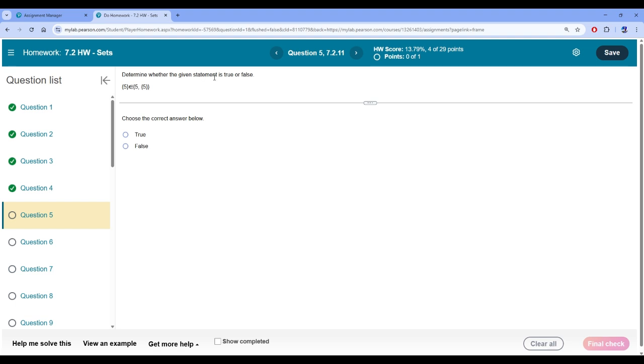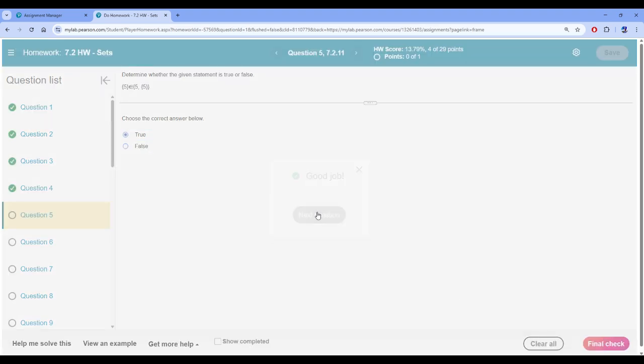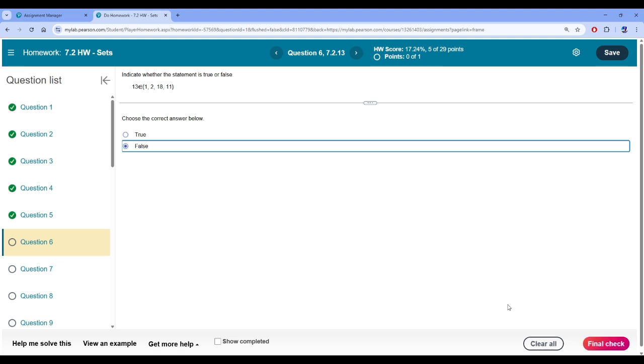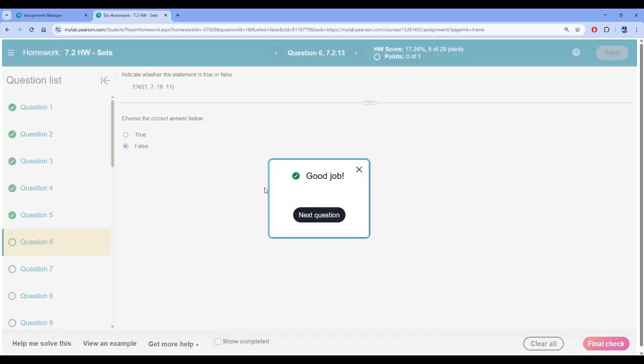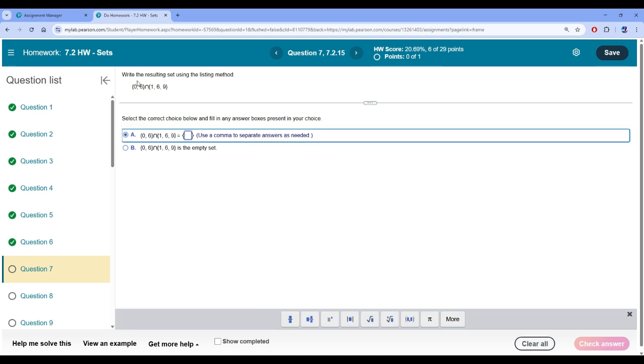Determine whether the following statement is true: 5 is an element of {5, 5}. This is true. That's just two ways to write it. 13 is in that set? False. Next, {0, 6} intersection {1, 6, 9}. The symbol stands for intersection, so it would only be equal to 6.